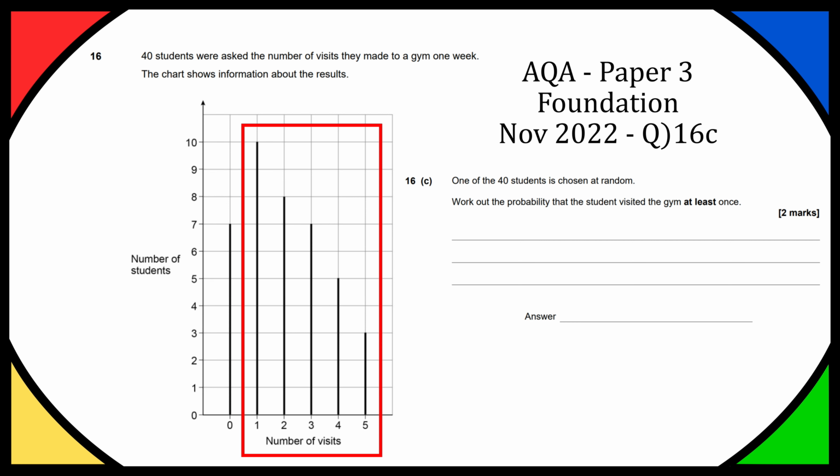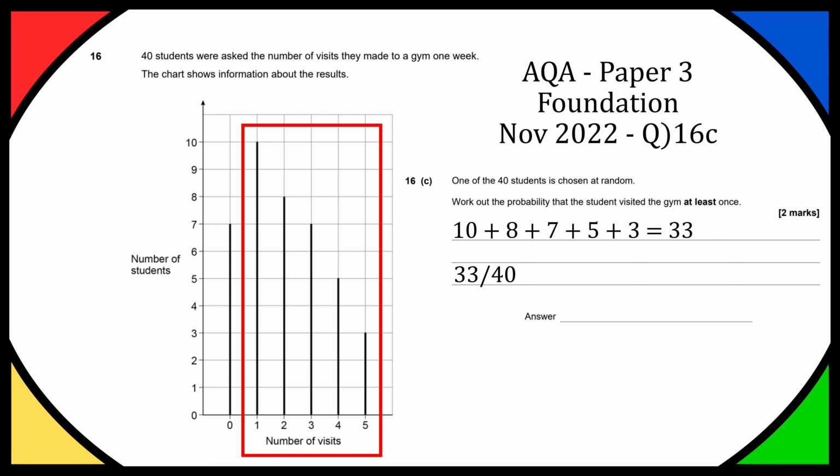So if we want to work out the probability that a student visited the gym at least once, we're going to be looking at 1 to 5, and all we have to do is add them up. So 10 students went once, 8 went twice, and so on and so forth till we have 10 plus 8 plus 7 plus 5 plus 3. And that's going to be equal to 33. So during that week, 33 of the students went at least once. So the probability of a student going at least once is 33 over 40.